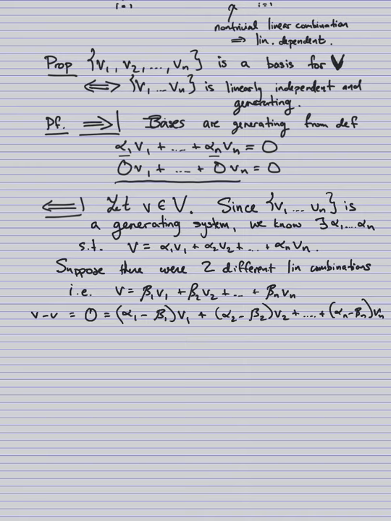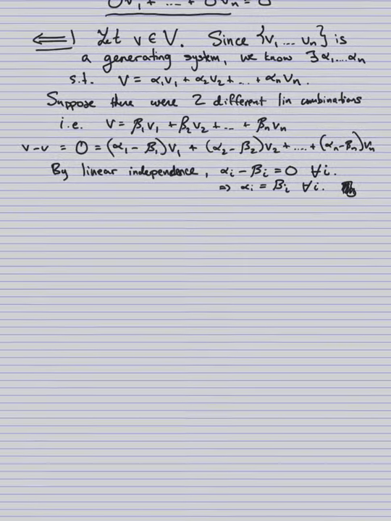Okay? And now by linear independence, we must have that, since I'm writing 0 as these terms, alpha i minus beta i is equal to 0 for all i. So therefore, the representations as linear combinations were actually the same. Okay, so alpha i equals beta i for all i. Okay, so that finishes that proof.